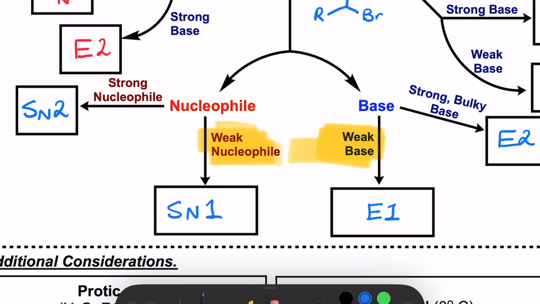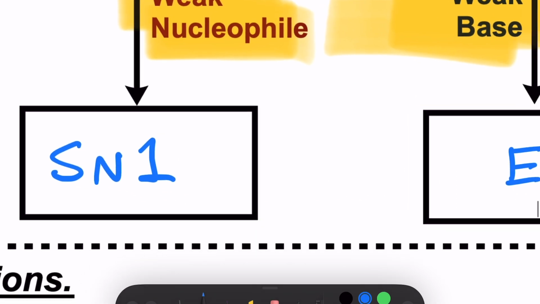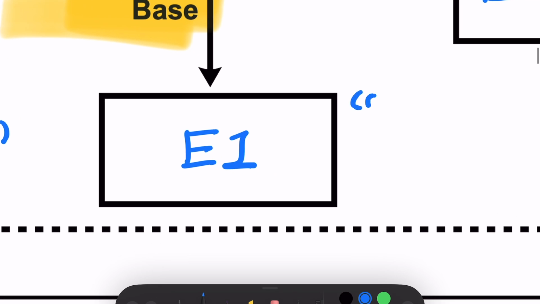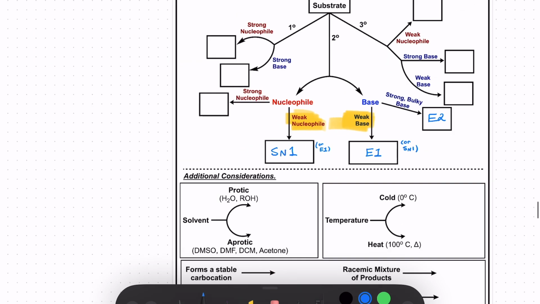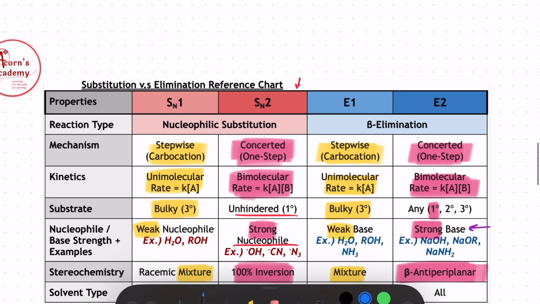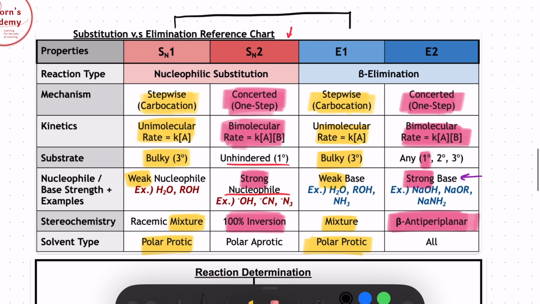So what I'm going to do is write in small letters here, right next to it, "or E1" for this, and then "or SN1" for this. Because they are very fiercely competitive, and we saw this here. Right? Remember we looked at SN1 and E1, and we said that almost everything is identical. There was a reason for that. Right? They are very fiercely competitive.